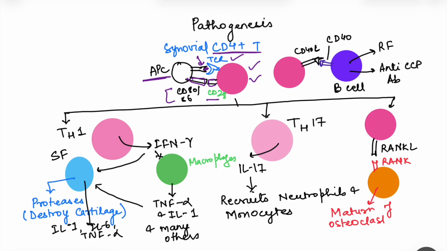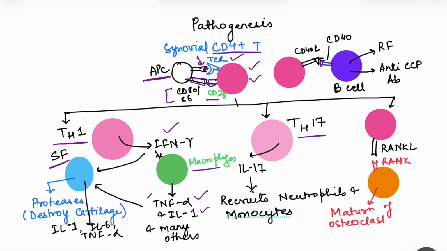Now once this happens, these T cells multiply and differentiate into different types. So we have T helper cell type 1, Th1, and Th17 cell. Th1 cells secrete interferon gamma. This interferon gamma acts on the macrophages. We have seen in the synovial membrane there are macrophages, and also on the synovial fibroblasts. So it is acting on both cells. Macrophages start releasing TNF-alpha and interleukin-1, and many other interleukins are released.